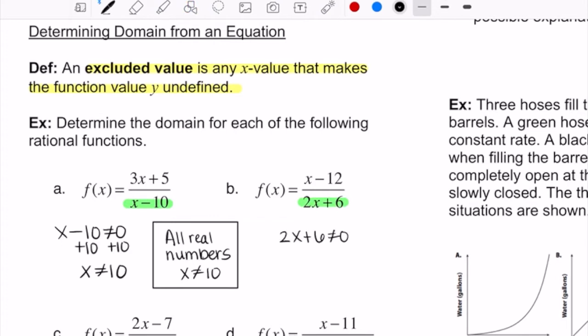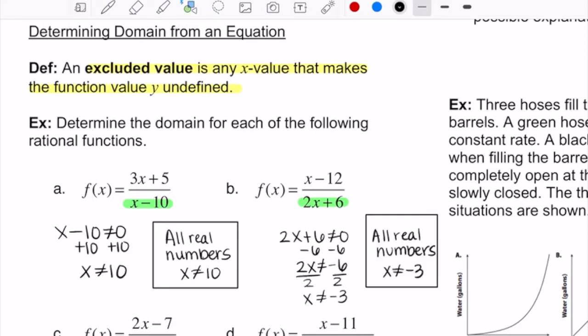For the next one, we'll continue in the same way. We can put in any number for x so long as the denominator doesn't equal 0. So I'll subtract the 6 from both sides, and then I'll divide both sides by 2. For this one, I'll get that my domain is all real numbers except x equals -3, because -3 is the number that would make the bottom of the fraction equal 0, so it's excluded from the domain.